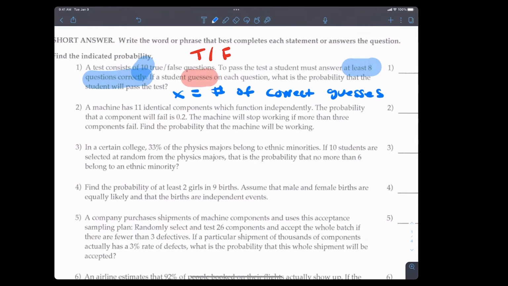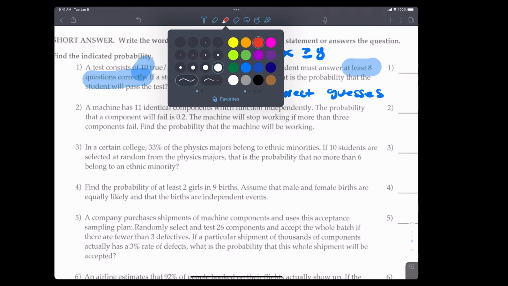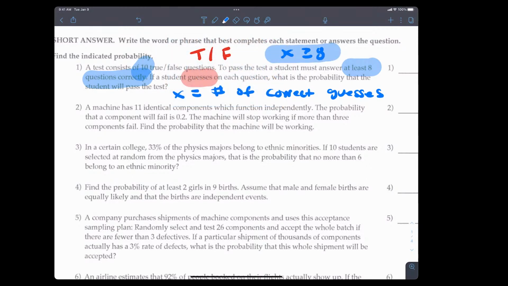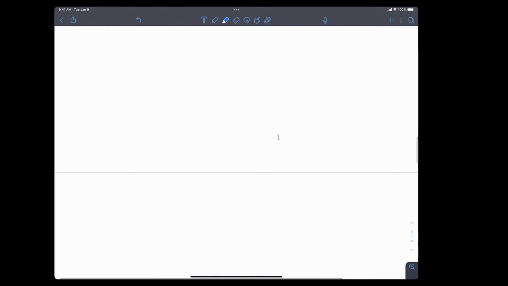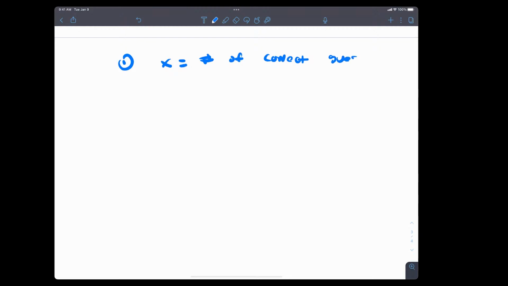Now, they're asking what's the probability that the person will pass the test. And in order to pass, you got to get, at the very least, 8 questions correct. So you have to guess on at least 8 and get them correct. So this is the phrase at least 8, ladies and gentlemen, if x is the number of correct guesses. And I'm going to scroll all the way down here to start to use some scratch work. So if x is the number of correct guesses, we now need to get at least 8 correct guesses.